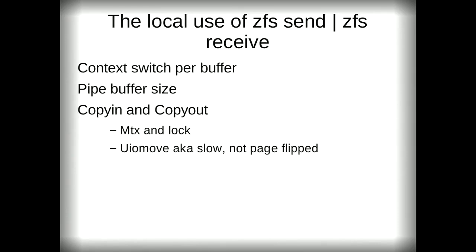The current pipe code for doing the copy in and copy out operations uses a single mutex and a lock. The lock is a flag, or there's a mutex protecting a flag. And so it's very hard to get any concurrency in this pipe code. As soon as you write up to a point, you block until the reader gets done draining some buffer space back for you. It's not double buffered, and it's implemented using UIO move, which means you're not even page flipping between user land and kernel.